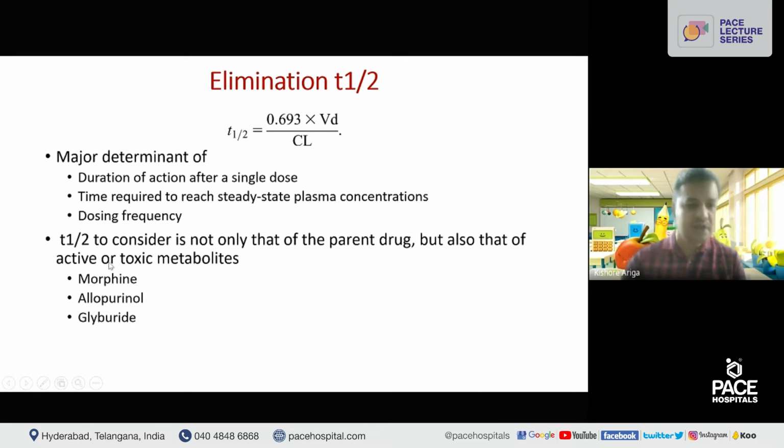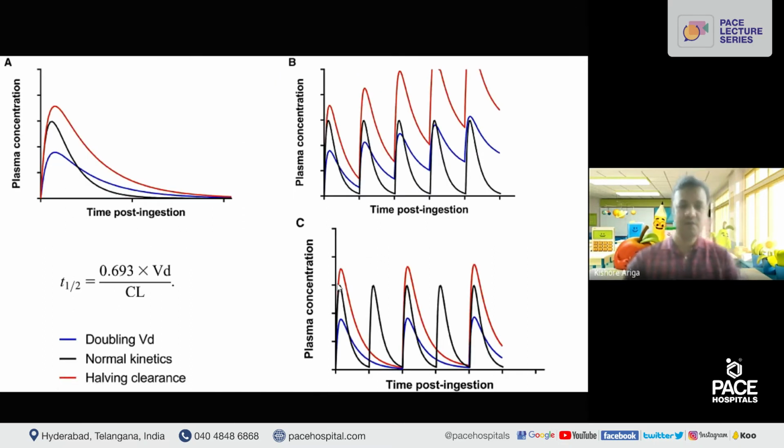And the T-half which we consider should not be only of the parent drug, but also of the active or toxic metabolites. This also we need to keep in mind, because morphine, allopurinol, and glyburide have active metabolites which may reach toxic levels if we don't adjust the drug dosing based on those toxic metabolites also. So concentrate on these slides.